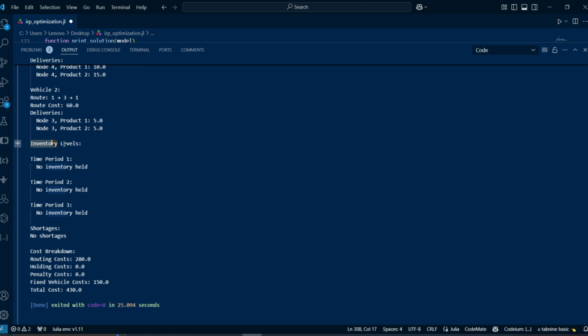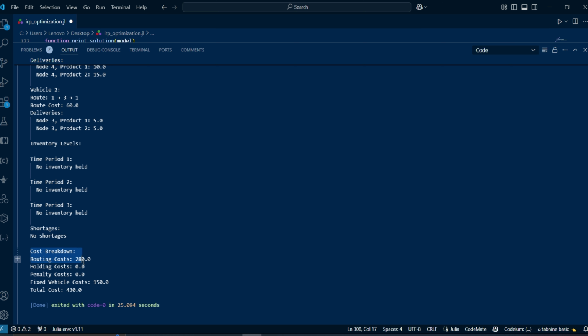And here inventory levels. Across all time periods, no inventory was held at any node, and this indicates that all products were delivered just in time to meet demand, avoiding additional holding costs. Shortages. No shortages were recorded during any time period. This confirms that the optimization successfully ensured all demand was met without penalties.